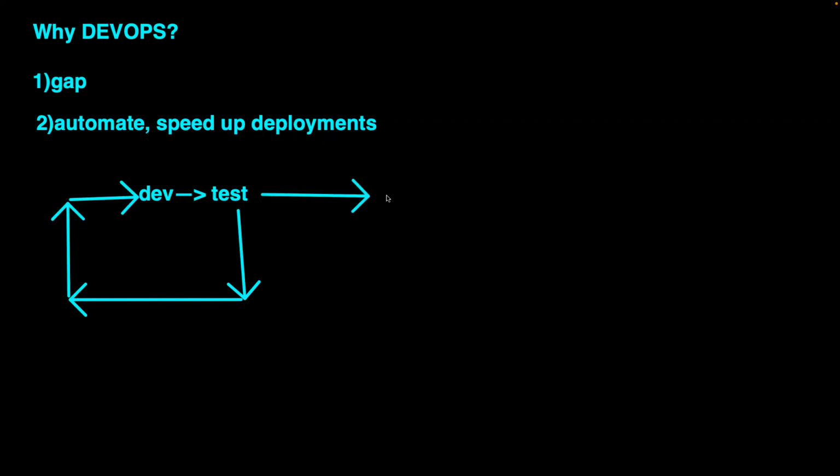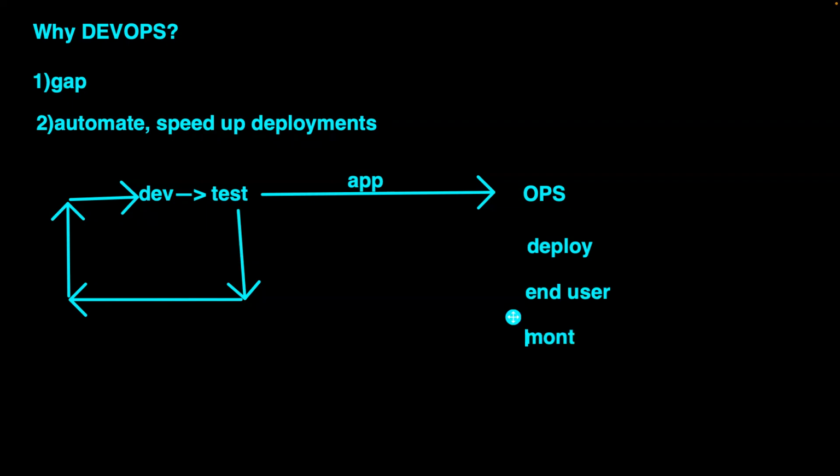Let's suppose once the app is defect free, there were no defects and the application is absolutely fine, right? They will hand this over to the ops teams. This is the traditional approach without DevOps. When they hand over this application, the ops teams have to deploy it and make sure it is available to the end users, right? To deploy it and make it available to end users, it takes some months.